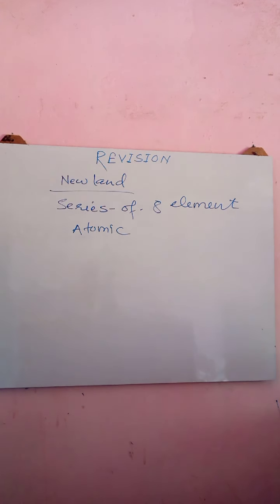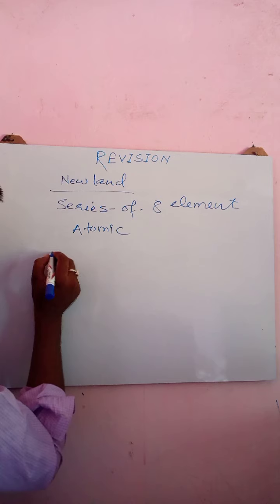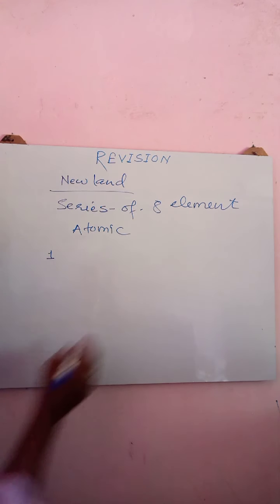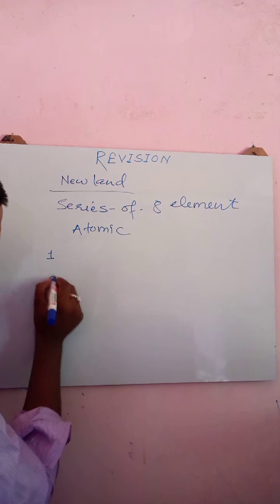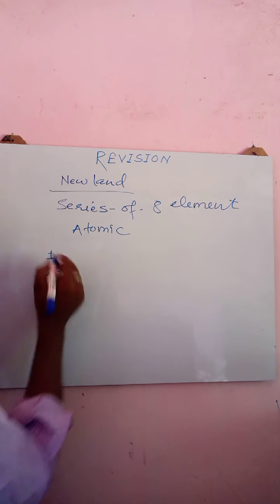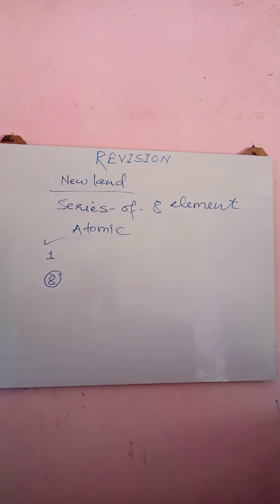Newland stated that in the series of 8 elements, the property of the first element resembled the property of the eighth element. Right? Or you can say the property of the eighth element resembles the property of the first element. Right? And he also explained his classification on the basis of musical notes.